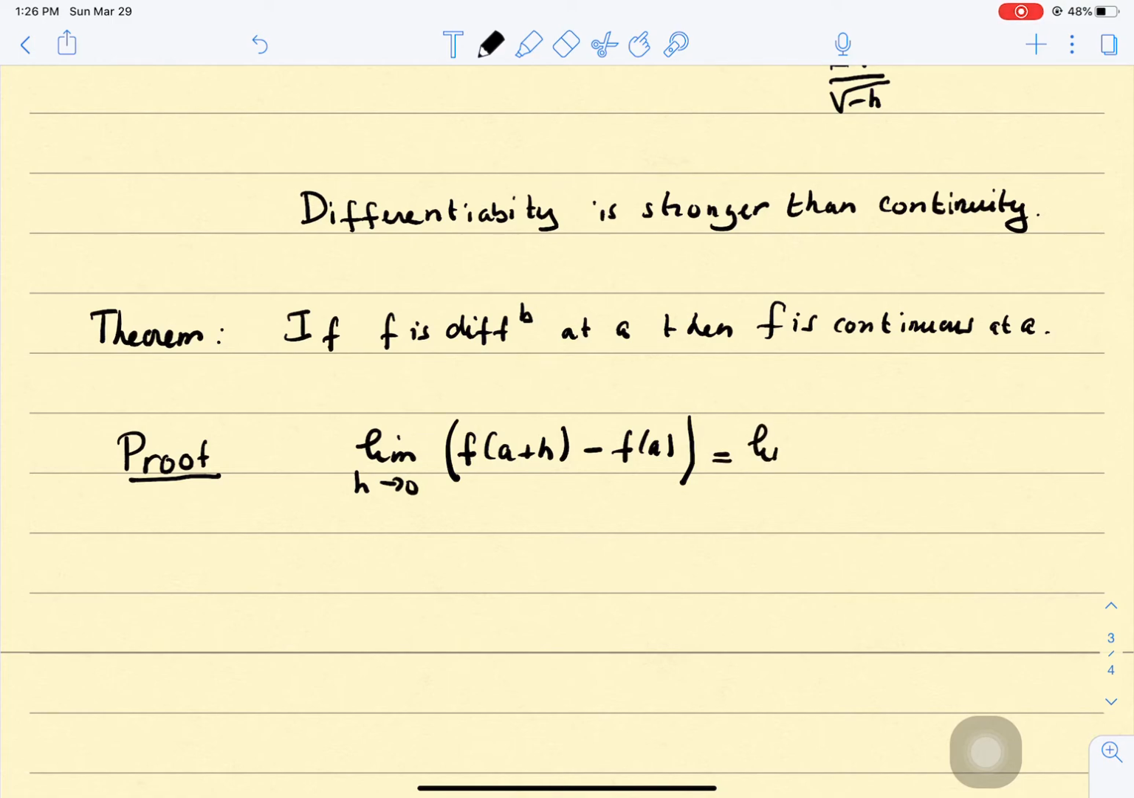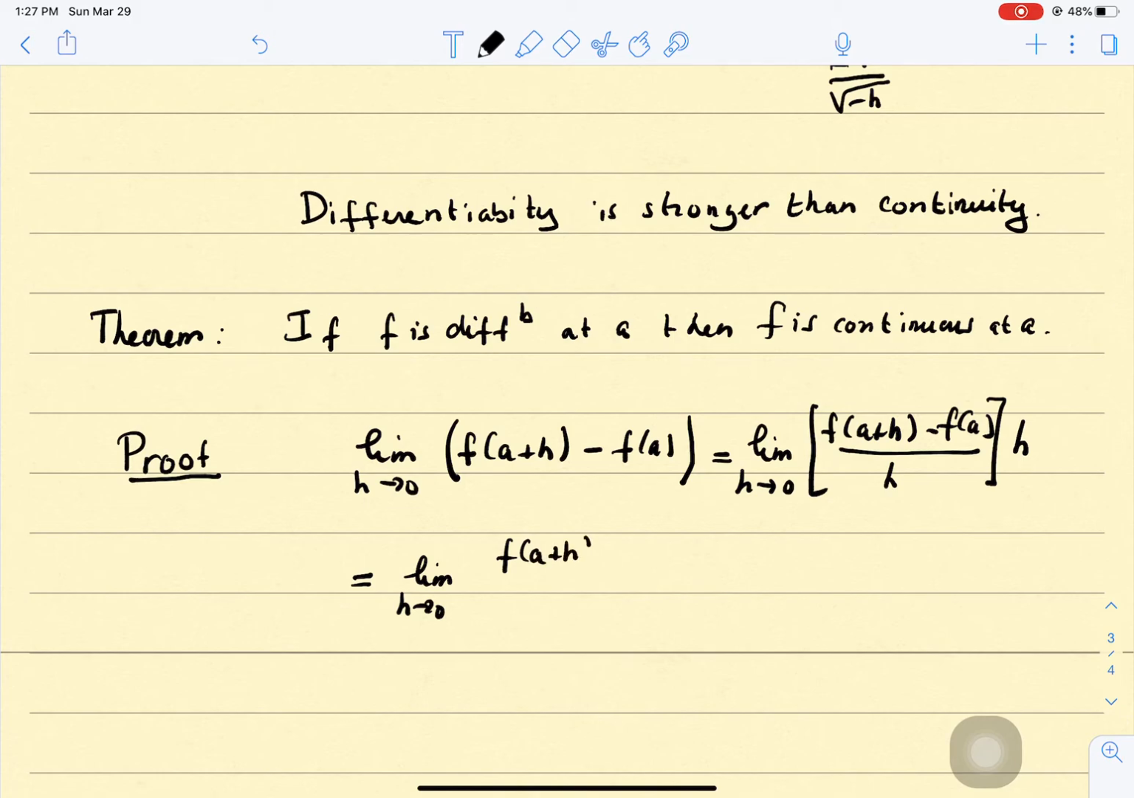It's the limit as h approaches 0 of f at a plus h minus f at a divided by h, and then I multiply by h. Now recognize that first part over here, as h goes to 0, will go to the derivative. And I can apply the product rule for limits. That's the same as the limit as h goes to 0 of f at a plus h minus f at a divided by h, multiplied by the limit as h approaches 0 of h.